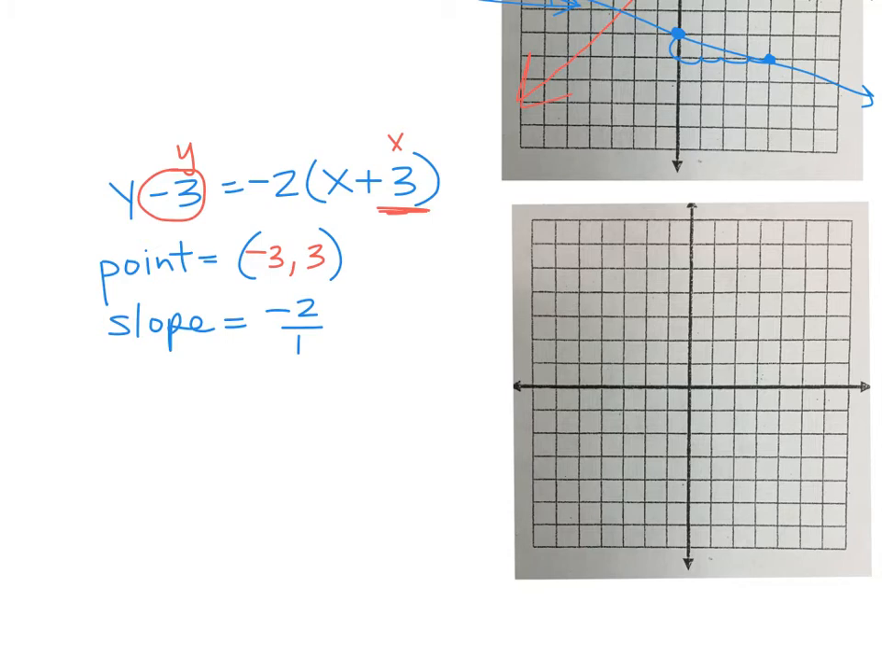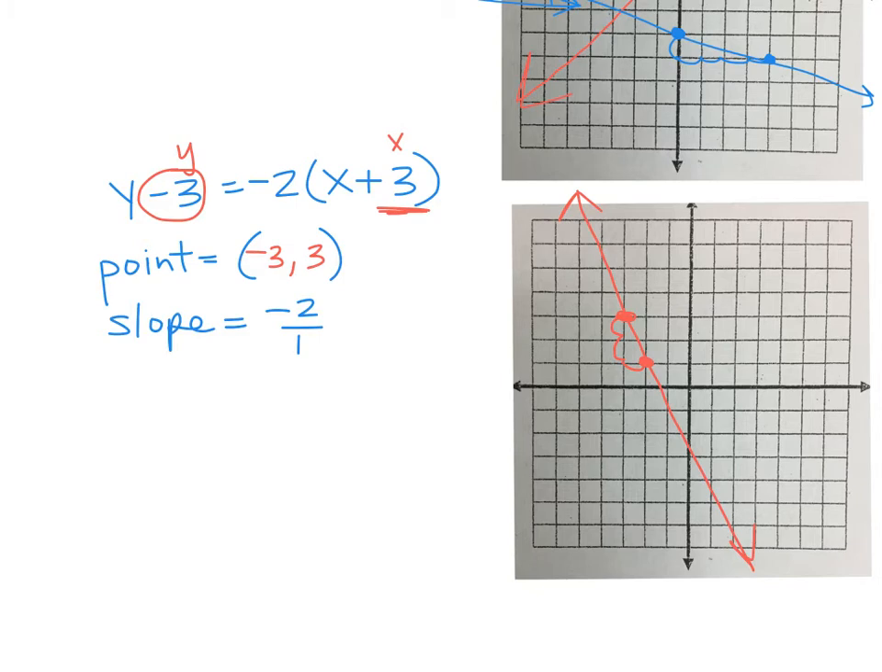So do you plot your point or your slope first? The point first, you're going to go -3, +3, puts you right here. And then with a slope of -2, you're going to go down 2 to the right 1, which puts you here. Take a straight edge, draw that line in.